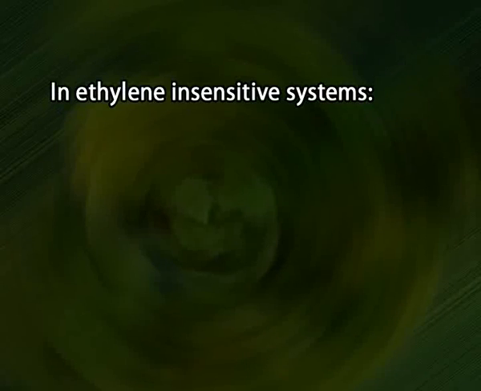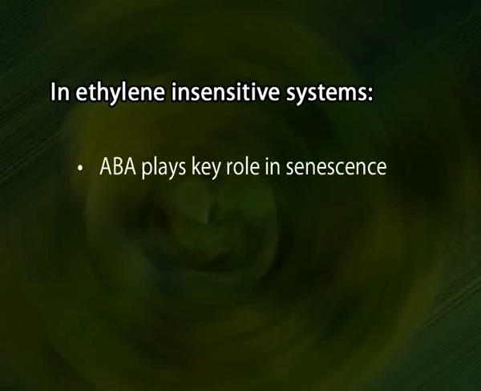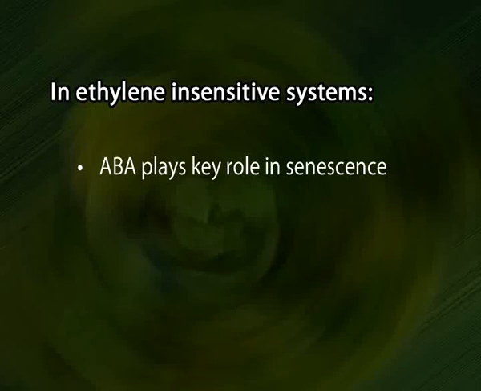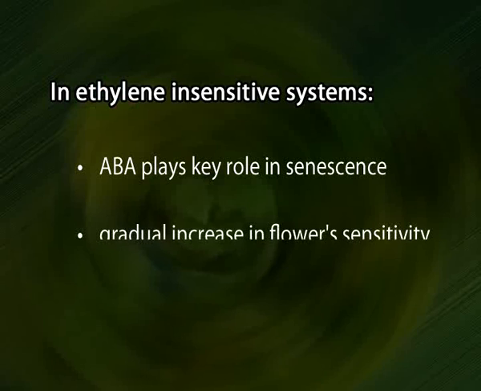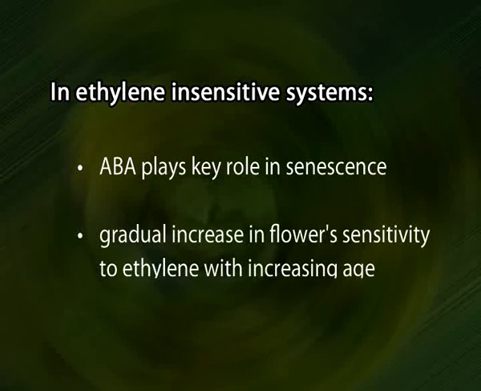In ethylene insensitive systems, abscisic acid is thought to play the key role in senescence. The endogenous levels of abscisic acid and ethylene vary during flower development and senescence in the different flower organs. It is well established that ethylene is involved in the senescence of most flowers and coordinates senescence pathways and regulating floral abscission.